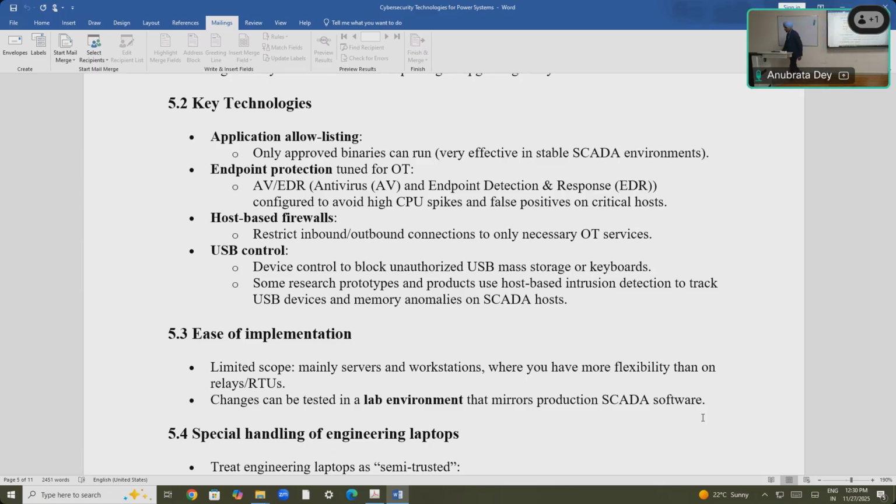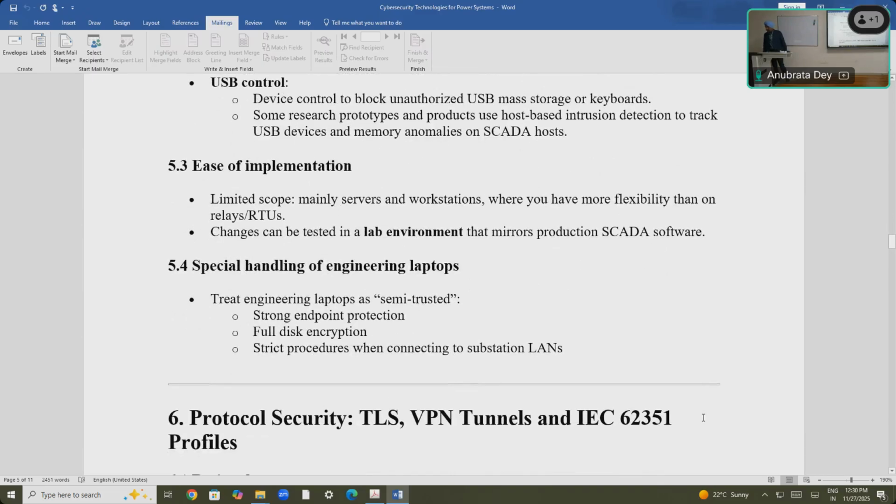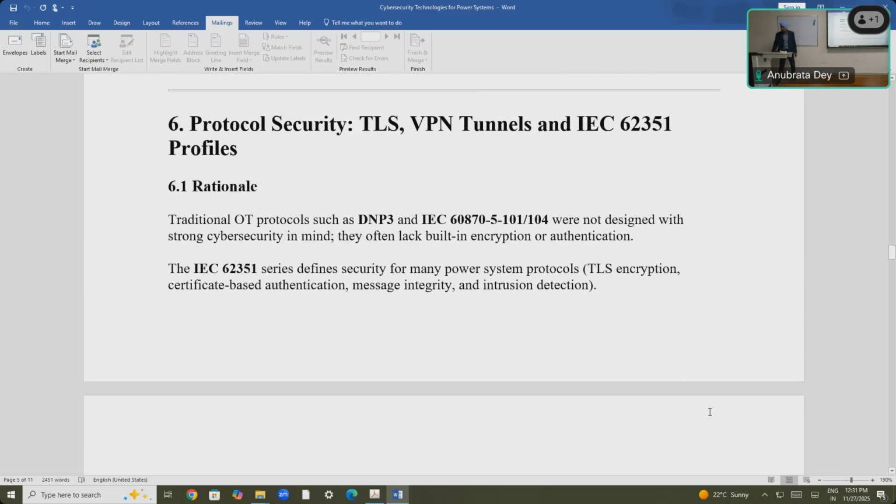So the ease of implementation in this case is because it's limited scope, okay? You have only a fewer number of servers and workstations, so it's actually easy to implement. And you can test this in a lab environment also. You don't have to actually shut down your systems and so on, right? So the number 6 one is TLS, VPN tunnels, and IEC 62351. We talked about this technology.